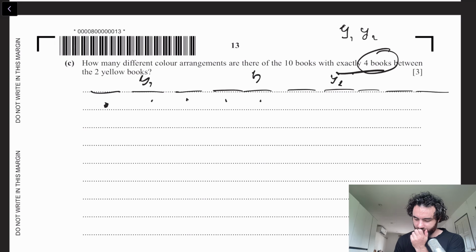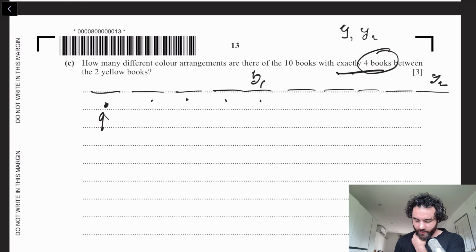If I place the yellow one here, 1, 2, 3, 4, it can't go there. So the yellow 2 has to go here. Okay, so how many ways can I place these 2 yellow objects? So I can place it.